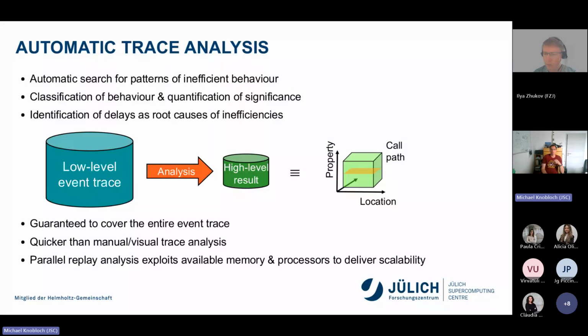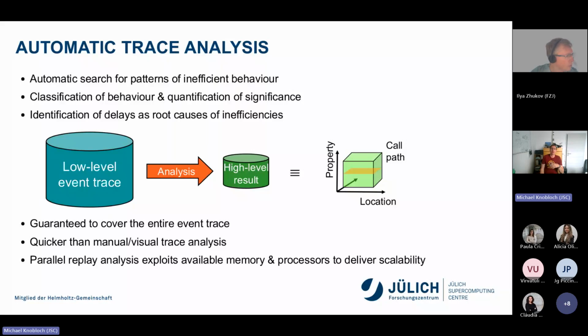Right? What we found in many applications in the past, and this is a development going on for decades now, right, is load balancing issues that result in the same patterns in the analysis result. And the idea was then that we can automatically search for these patterns of inefficient behavior, and then we can classify that, and we can quantify the significance of each of these patterns that we found. So we tell you what happened, what went wrong in the application, and we tell you how much influence it had on your total runtime.